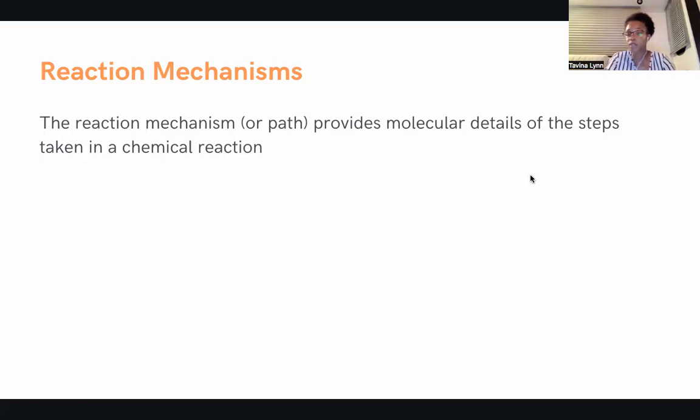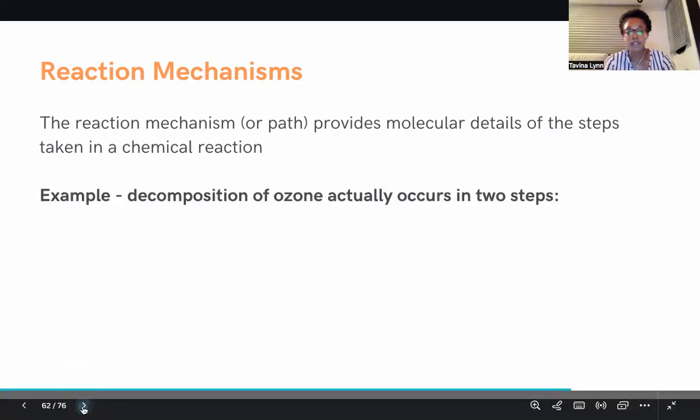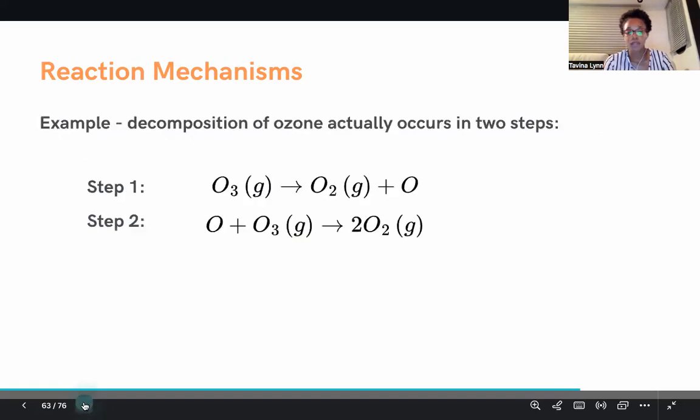Does this happen in one step? Does it happen in multiple steps? So here's an example of ozone that's decomposed in two steps. So here are the two steps that happen, right? The first step, it decomposes into oxygen gas and oxygen, and then that oxygen that's formed reacts with the ozone to form oxygen gas. So these two steps in the reaction mechanism are what's called elementary reactions.